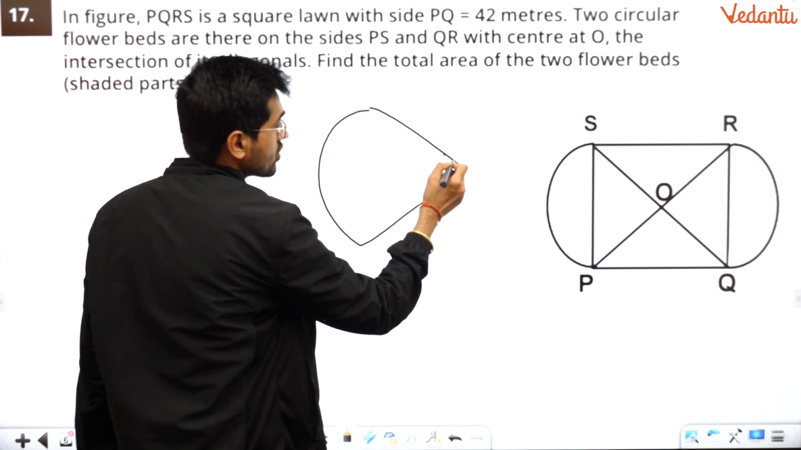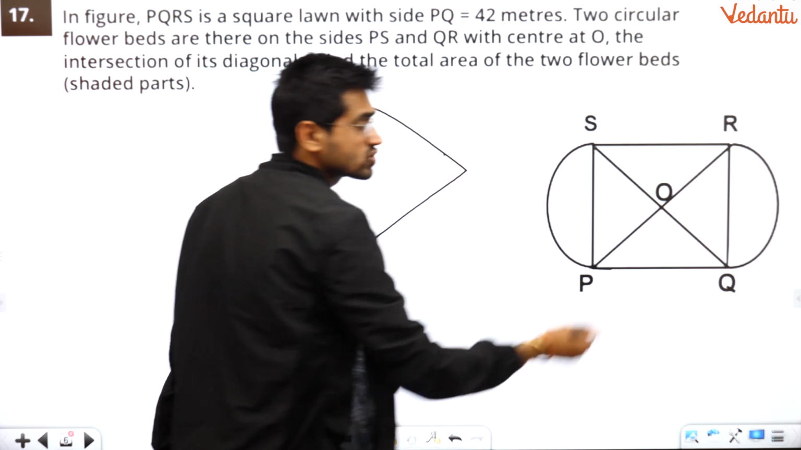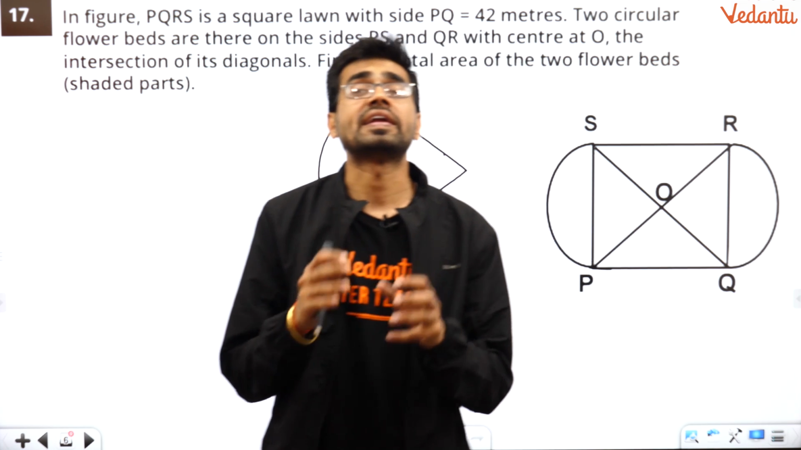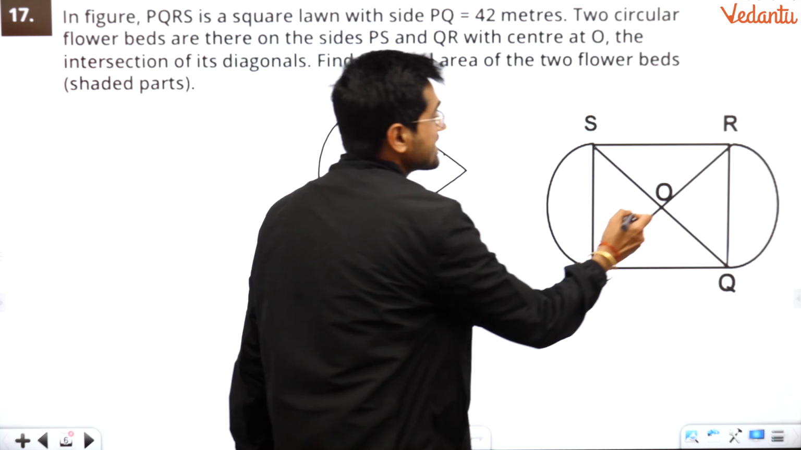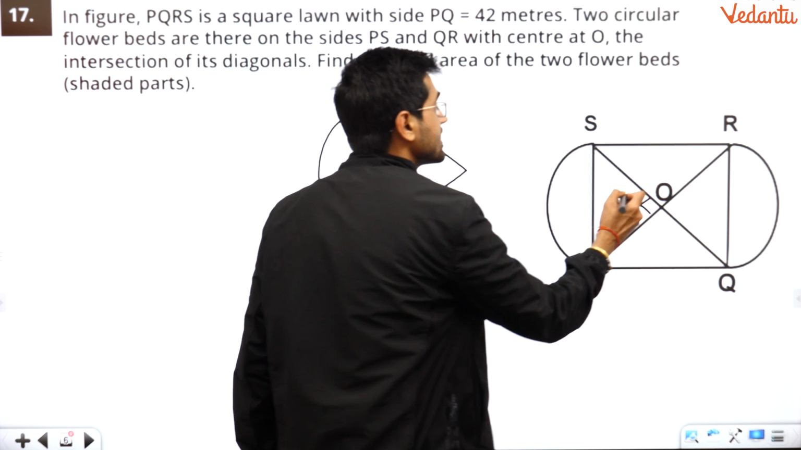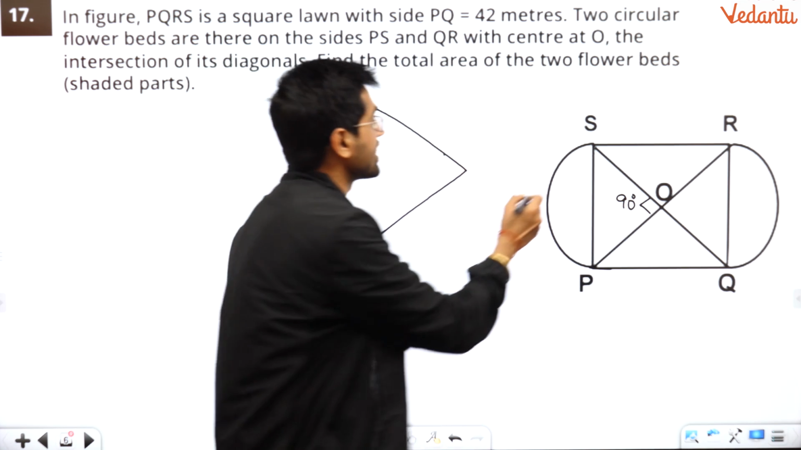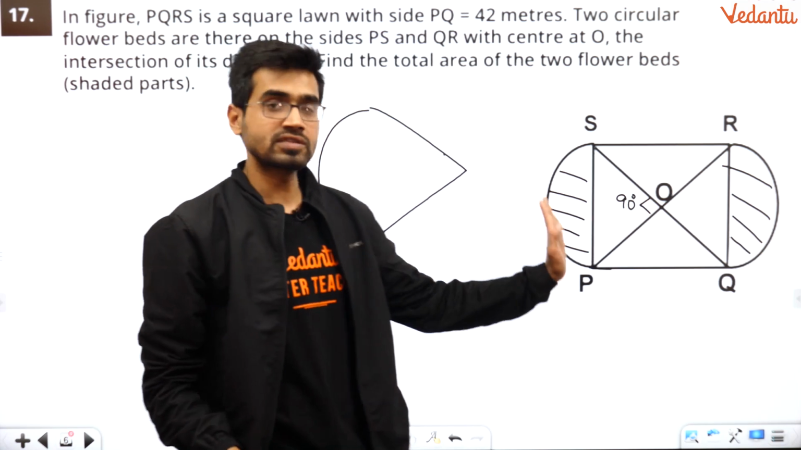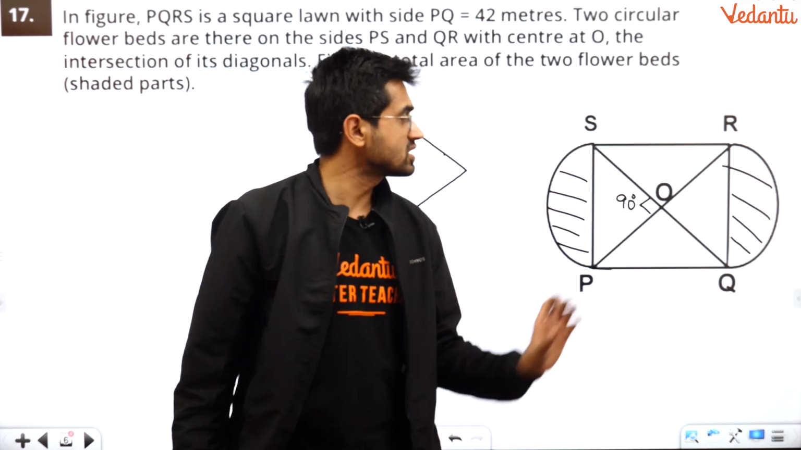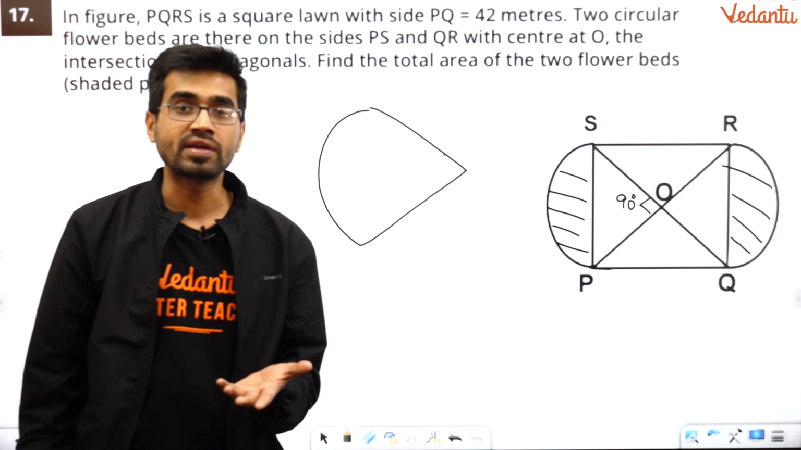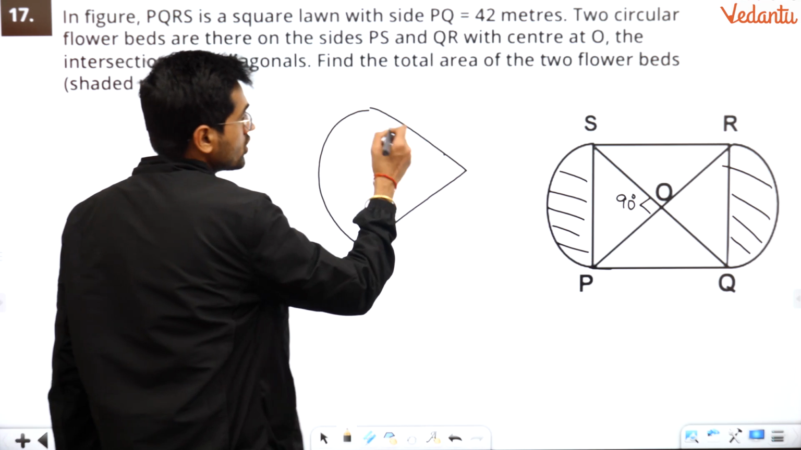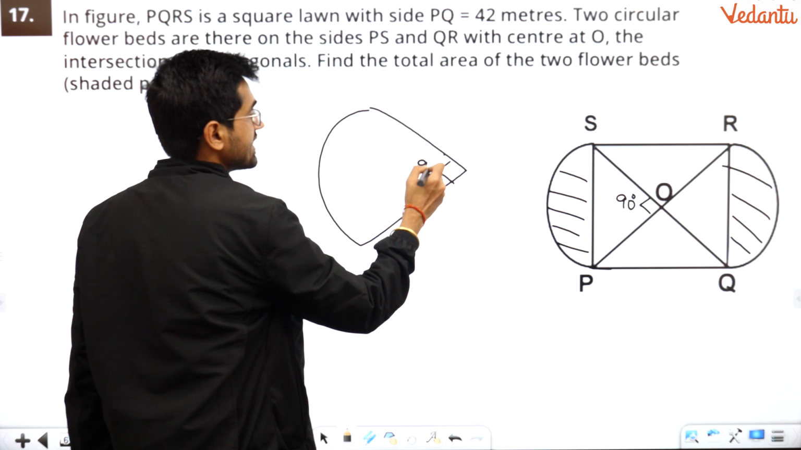So you want to know that this is a square. If this is a square, the diagonals of a square bisect each other at what degree? At 90 degree. Correct? So if it bisects each other at 90 degree, this is 90 degree. And what they are asking is the area of the flower beds. This is the area they are asking. If I find this first part, I can find the other part. This is basically a kind of a segment. Yes. So now just remember this is 90 degree.